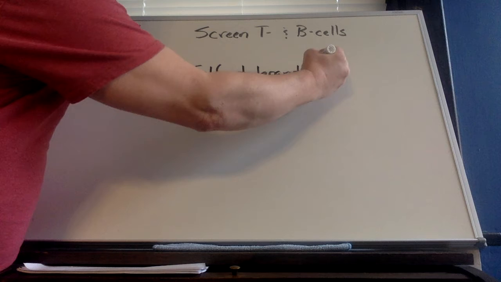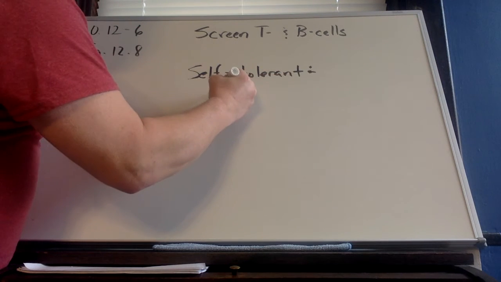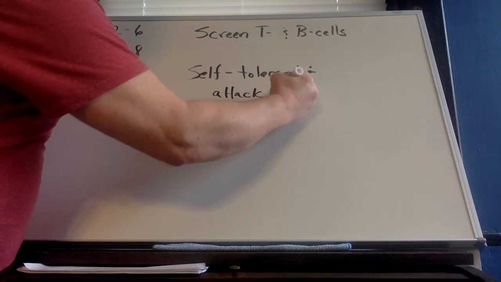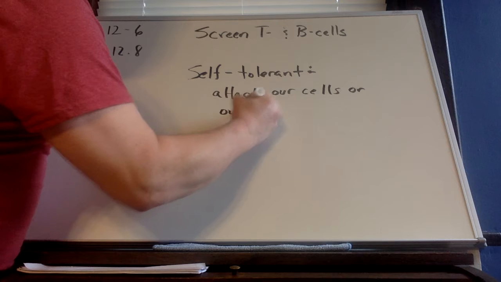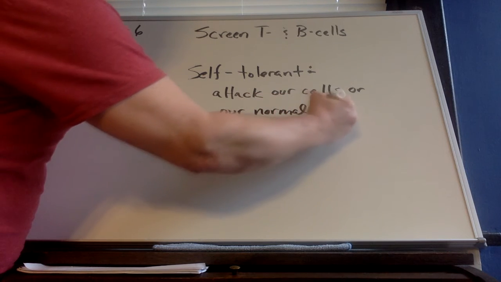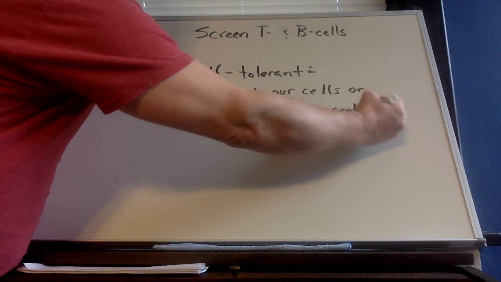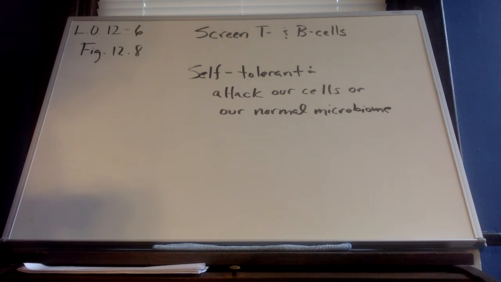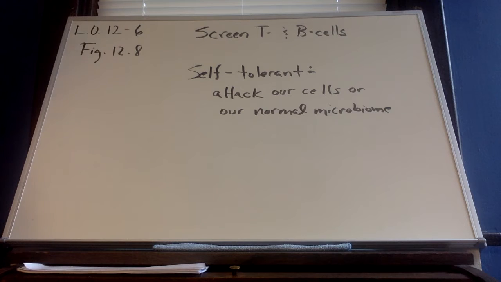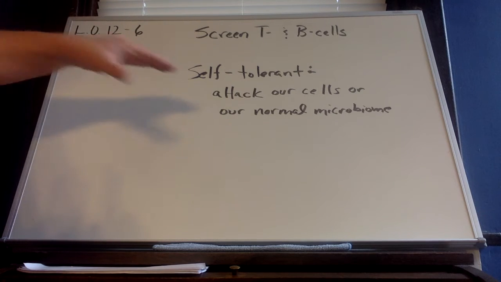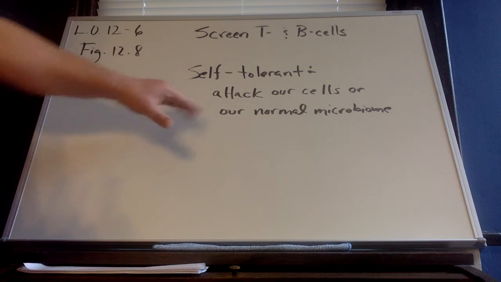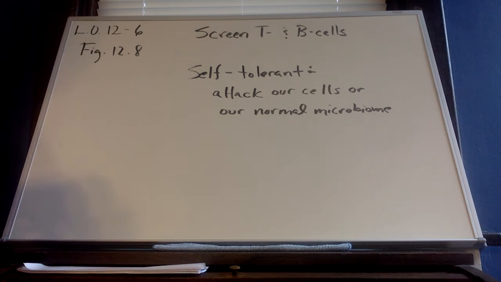self-tolerant. This means we don't want the T and B cells to attack our cells or cells that are in our normal microbiome. You notice, our immune system doesn't try to eliminate our microbiome. It has found that it's something it doesn't want to attack. So when we're self-tolerant, we won't attack our self cells, or our normal microbiome. The screening process will make us self-tolerant.